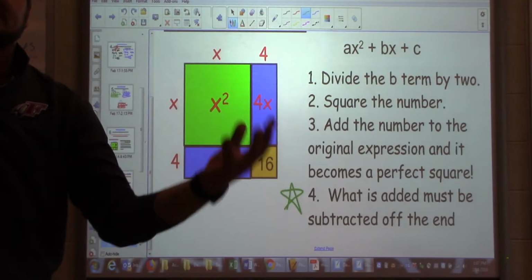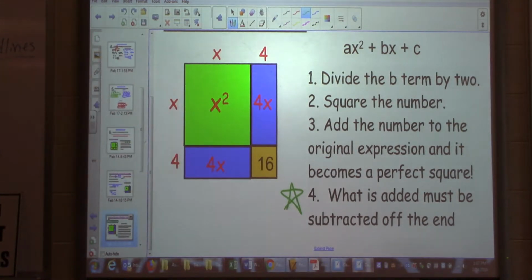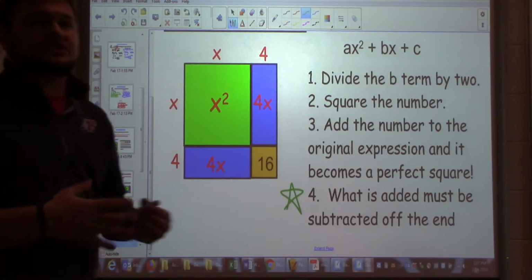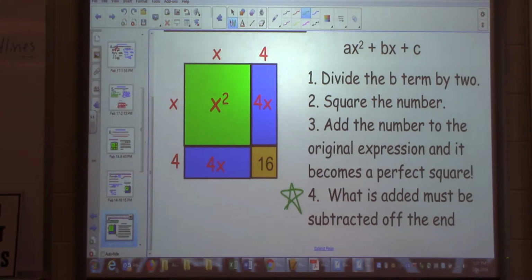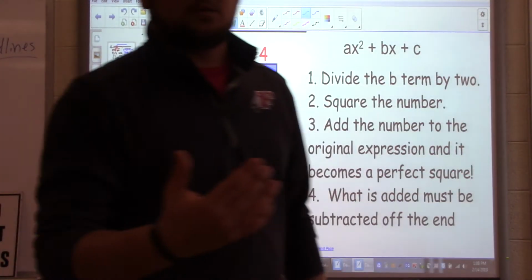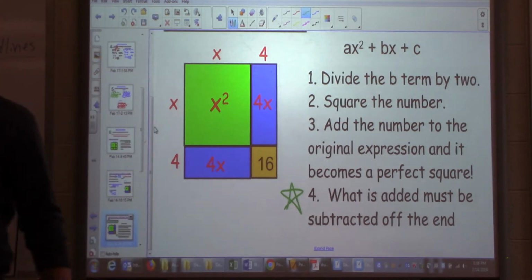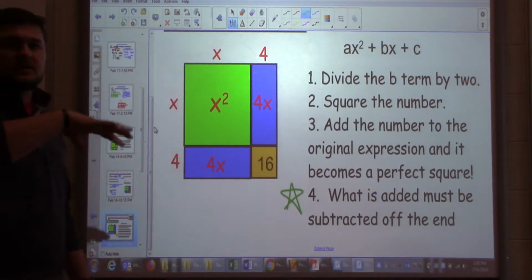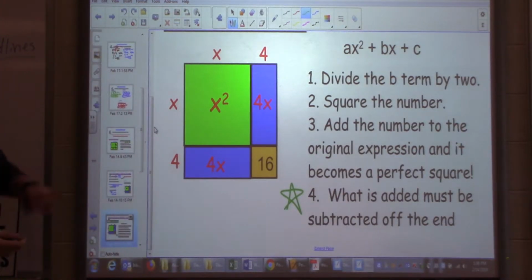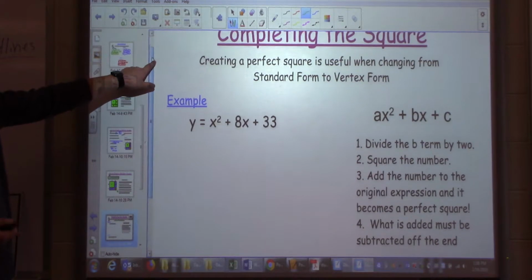Alright, and we'll see that when we do an example. But that is super important. If you just add something to it, you're changing the equation. What we add, we must also subtract so we don't change the equation at all. We'll change the appearance of the equation, but it won't actually change the equation. Does that make sense? So whatever you add on to complete your square, you also have to subtract. Okay? We'll see that in the first problem.